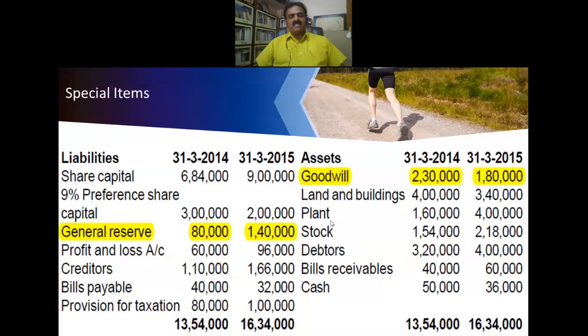So in this particular balance sheet, you have goodwill. Goodwill amount is reduced by 50,000 rupees. This is called goodwill written off. And general reserve went from 80,000 to 1,40,000, so 60,000 rupees is being transferred to general reserve. So these are the two items. These two items appear in the profit and loss account, and profit and loss account items come under the operating activities. So while preparing the operating activities, we need to remember these two items.